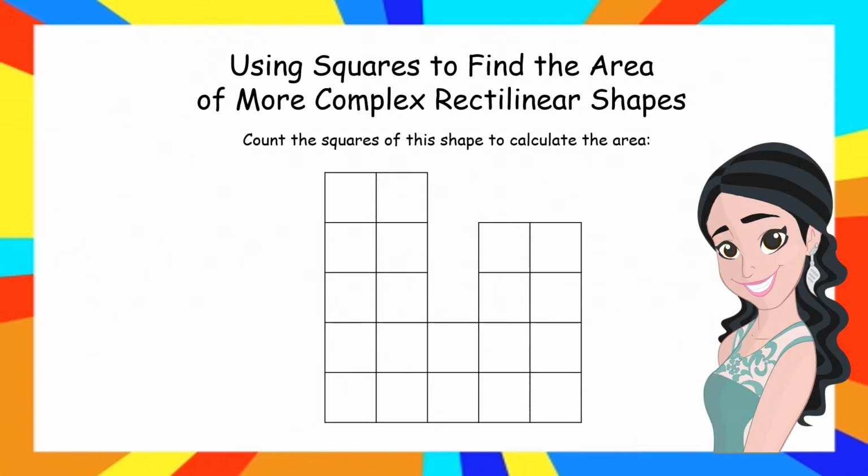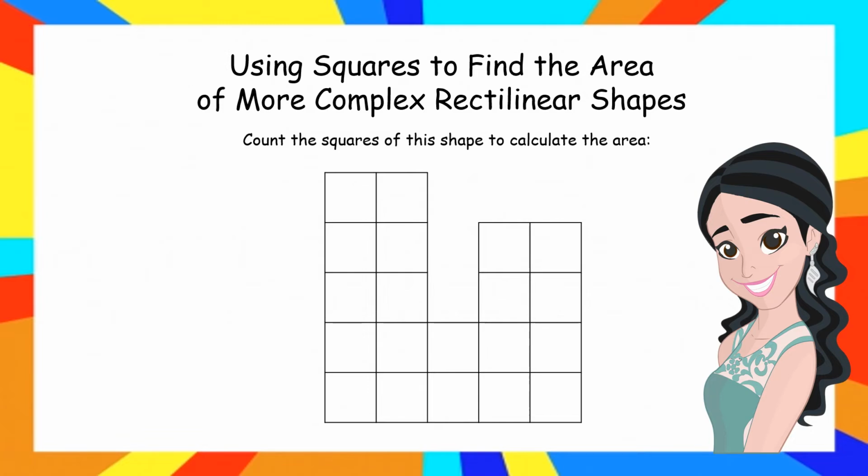Now, using squares to find the area of a more complex rectilinear shape. I hope you can see how this shape looks. It doesn't have a definite arranged form, but it's still counted in squares. It's a complex shape. Now, count the squares to calculate the area. Annie says, go on and give it a try. Pause the video and have a go.